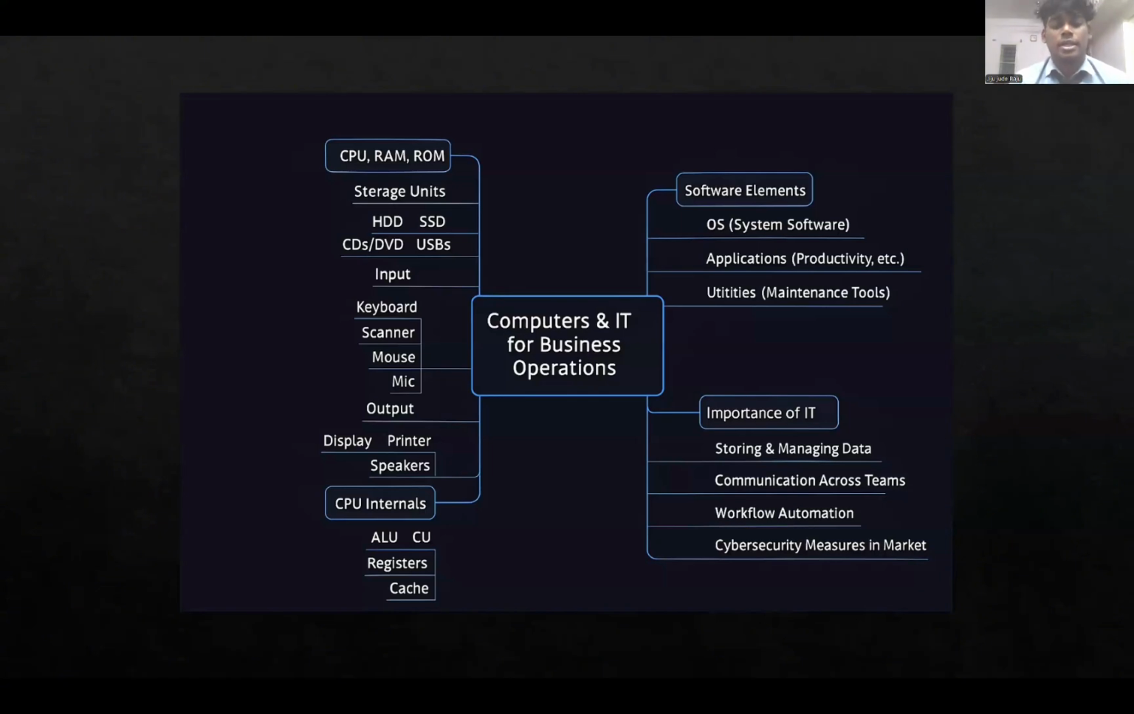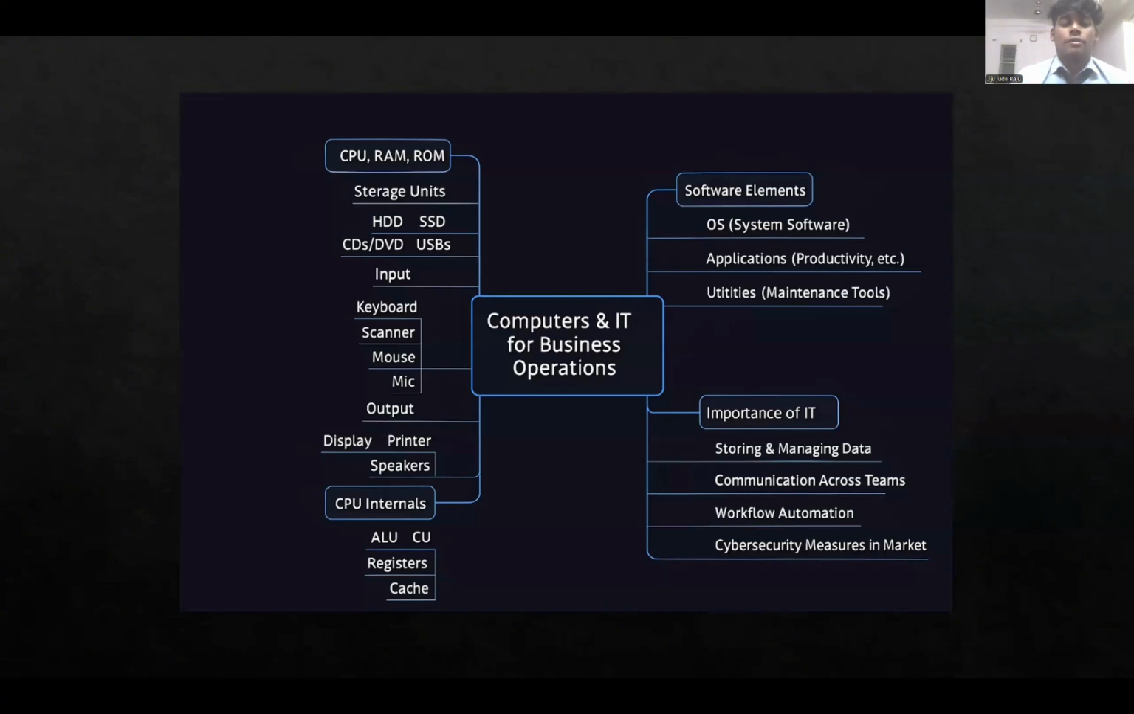So on the right-hand side, we have the software side. We have three main categories: operating systems like Windows and Linux, which manage the hardware and basic operations. And we have applications such as Microsoft Word, Excel, and browsers, etc. And we have utilities such as antivirus software and disk cleanup tools, which help to maintain our system performance.